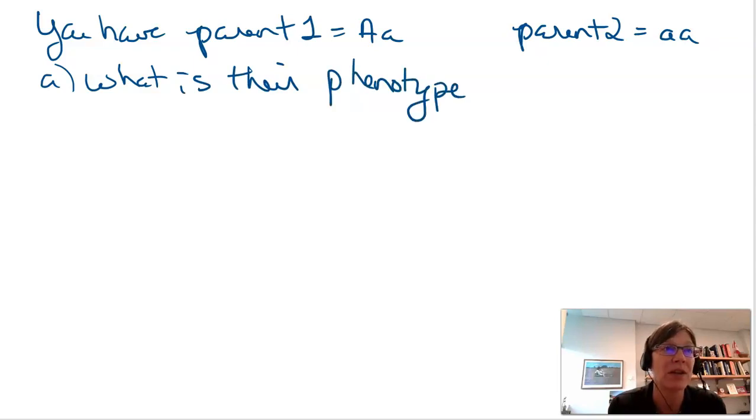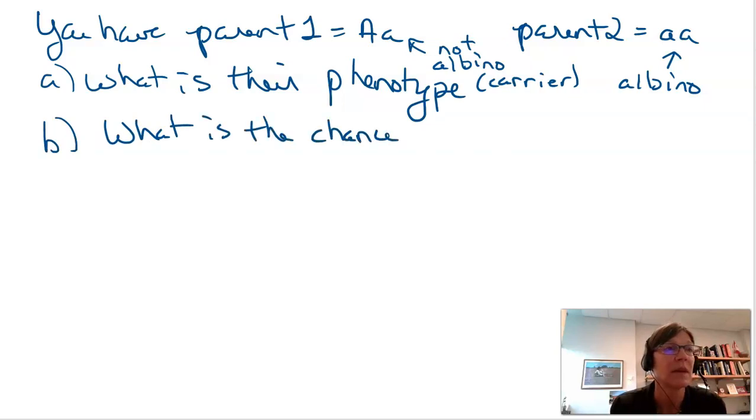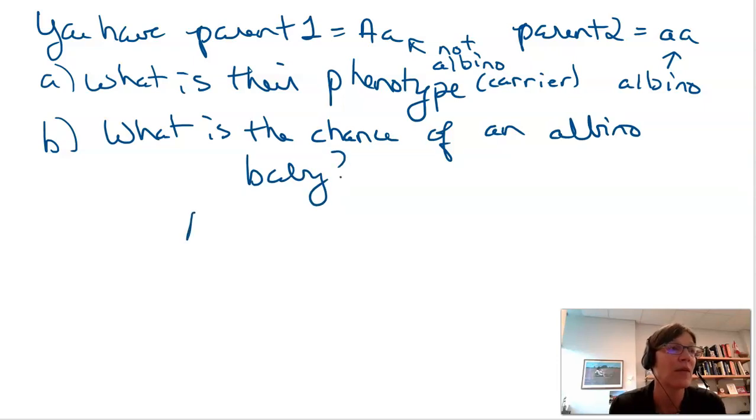And knowing the information that I just shared, you could say parent two is an albino person, and parent one is not albino, but they're also referred to as being a carrier because they do carry the albino-associated allele in their genome. You can also ask the question, what is the chance of an albino baby? And so you could say, we've got this genotype, and they have a baby with somebody of this genotype. So what's the chance that they produce an albino baby?